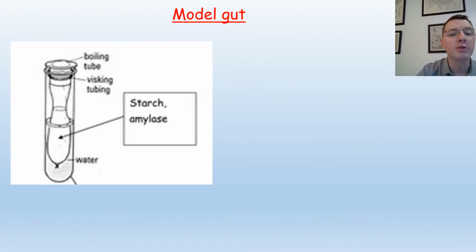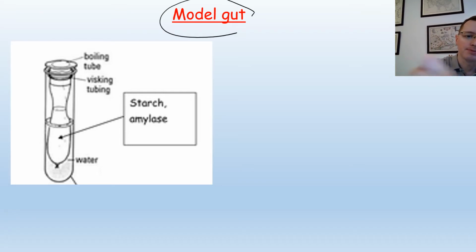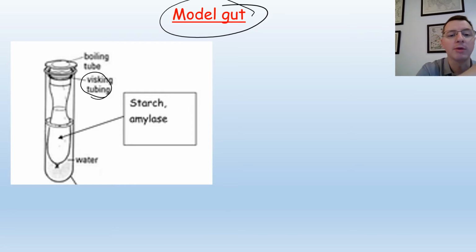So you may have seen this particular experiment in school. It's a nice way that teachers often use to introduce the concepts of enzymes, and it's called the model gut experiment. And we start by having a test tube of water with a very special kind of plastic bag called Visking tubing, and inside the Visking tubing there is some starch and some amylase.